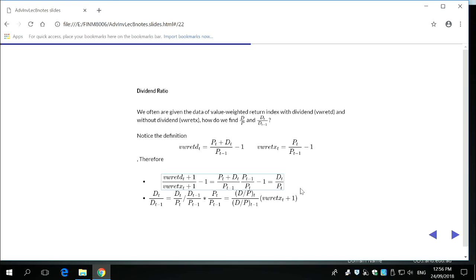If you have a portfolio of stocks, it's quite hard to actually calculate your portfolio's dividend and your portfolio's price. But if you know the portfolio's value-weighted return with the dividend and the value-weighted return without the dividend, then you can calculate your portfolio's DP ratio, or dividend ratio, by using this formula. Now, alternatively, we can also calculate the dividend growth rate, which is D_t over D_t minus 1. Again, we plug in the definitions, and we find this is just the DP ratio at time t over the DP ratio at time t minus 1, times the growth rate of return without the dividend.